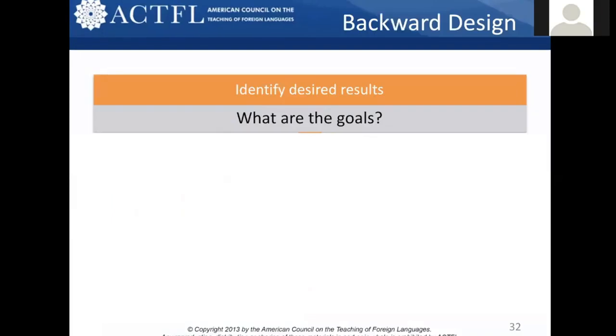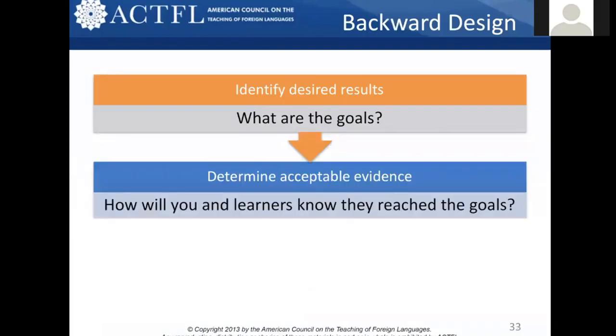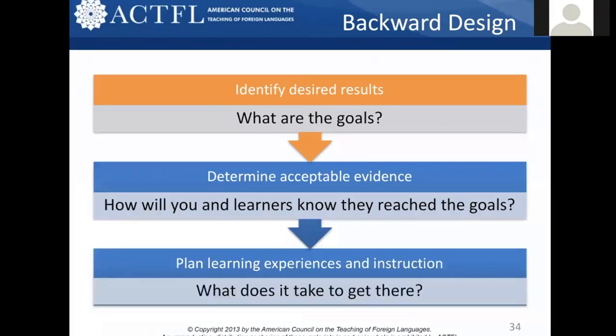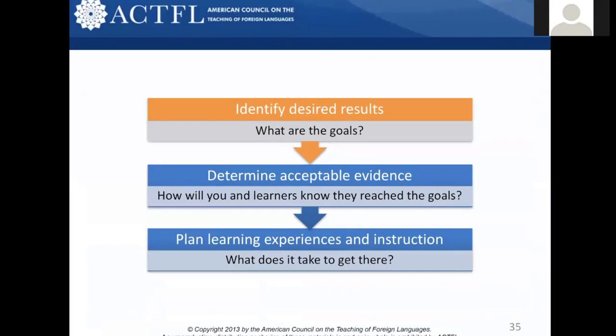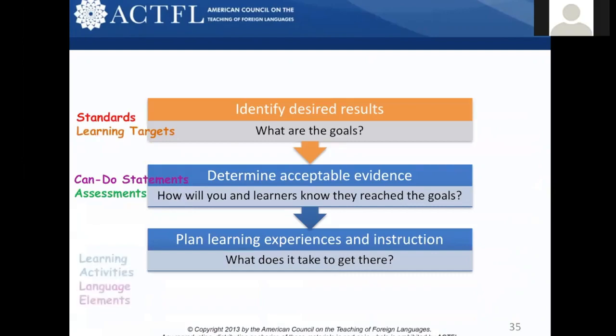So we're going to start by looking at our results. Then we're going to be moving on to evidence. How do you know? And then we're going to be planning the learning experiences. So where do we get these resources? Well, the goals are in the standards and in the learning targets. The evidence would be found in the can-do statements or in assessments. And the learning experiences and instruction are our learning activities and our language elements.